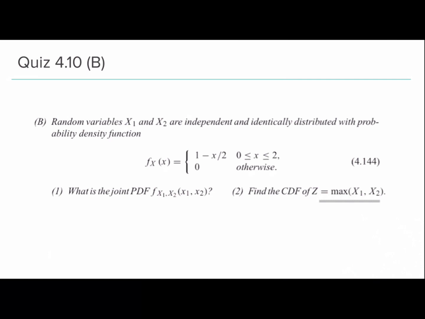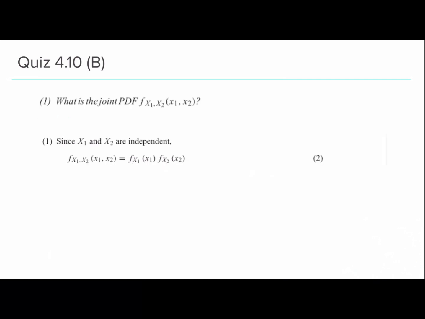So let's think about the first part here. The joint PDF f of x1, x2. We know that x1 and x2 are independent and identically distributed, right? So in that case, the joint PDF is simply the product of the individual PDFs. So f of x1, x2 will be equal to f of x1 into f of x2. That will be equal to 1 minus x1 by 2 into 1 minus x2 by 2 for x1 belonging to 0 to 2 and x2 belonging to 0 to 2, and 0 otherwise. So I think that's clear enough.